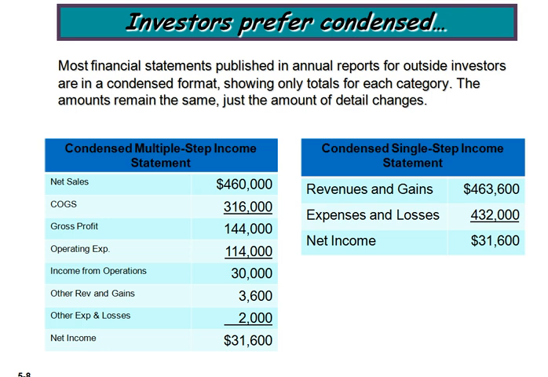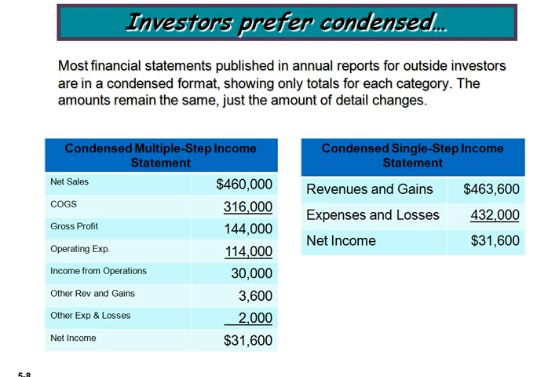Investors, as a general rule, don't have a preference for the multi-step or the single step. Their preference is in that you use a condensed reporting format. Notice we still have the same income statements, a multi-step statement and a single-step income statement, and we still have the same net income. The difference between this and previous slides is the amount of detail I'm providing to outsiders.